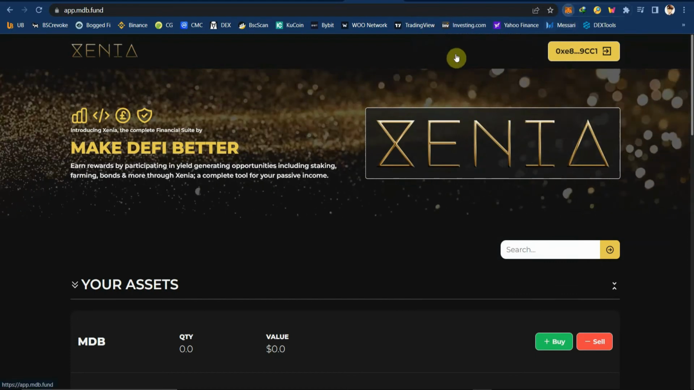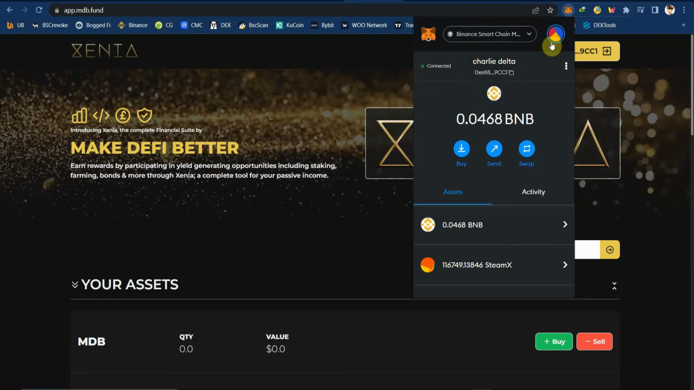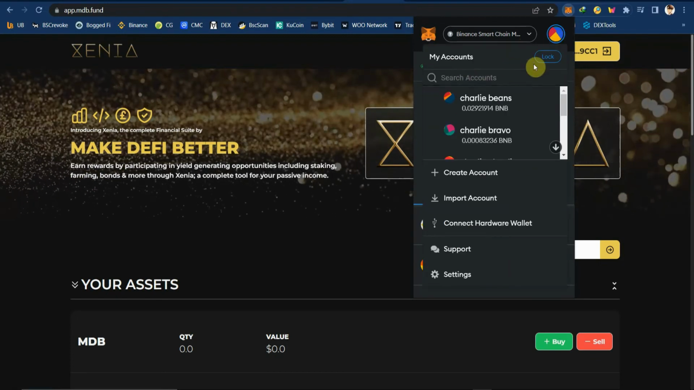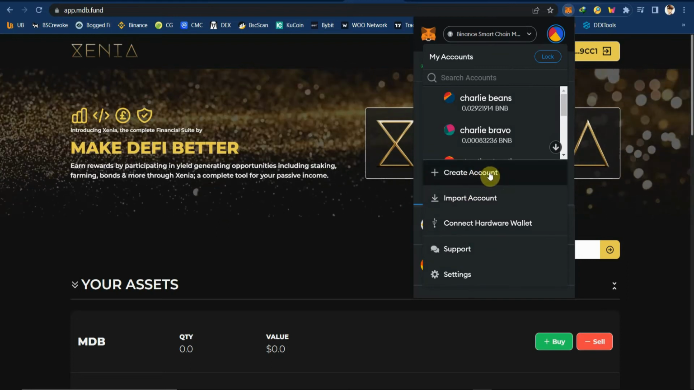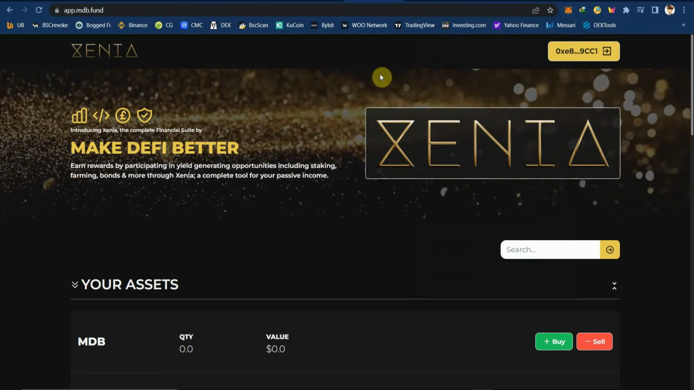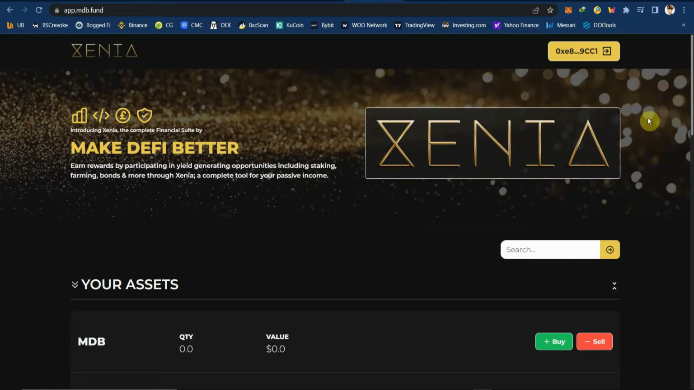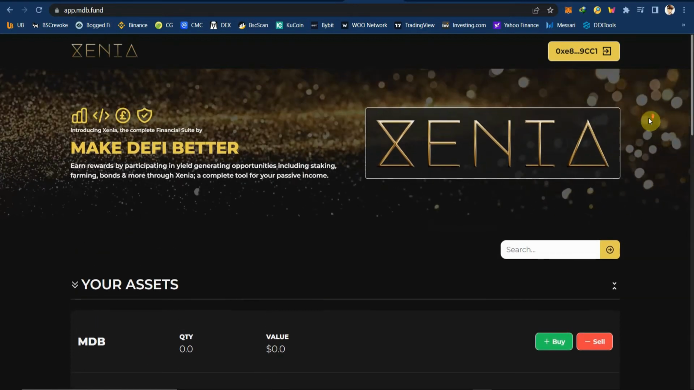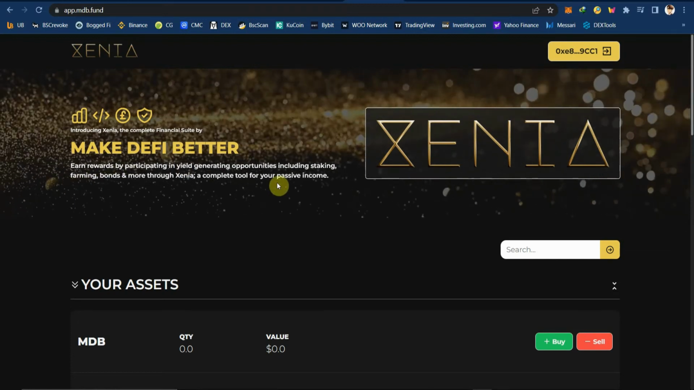So in MetaMask, you could create multiple sub wallets, etc. You create an account, multiple accounts. So those are sub wallets. This is your primary wallet, for all the sub wallets. Okay, so there, enough of the basics. So we're in Zinnia, make DeFi better.